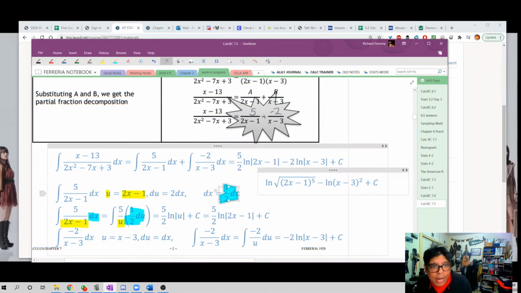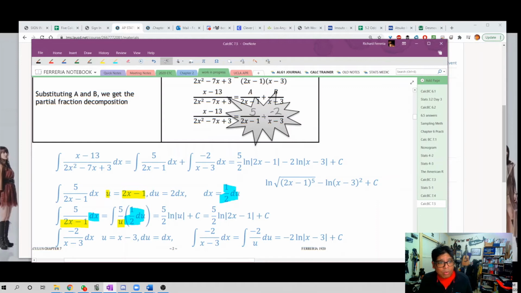We've got the natural log of the square root of 2x minus 1 to the 5th power. Remember, that's 2x minus 1 to the 5/2 power from our properties of logs. And then we also have the natural log of x minus 3 squared. In both cases, we no longer need the absolute value because the square root always returns a positive value, and a square returns a positive value also.